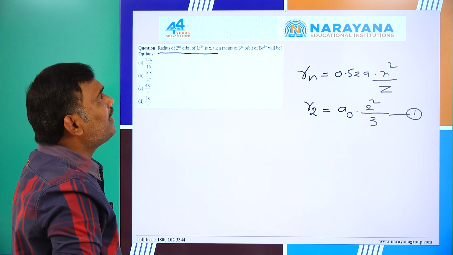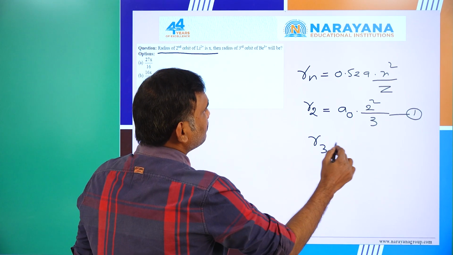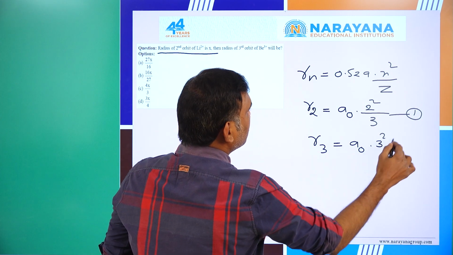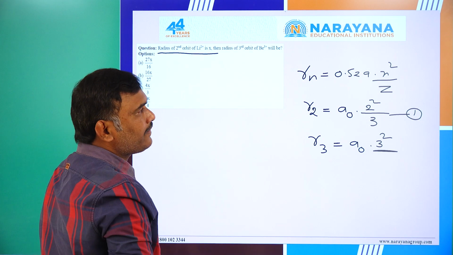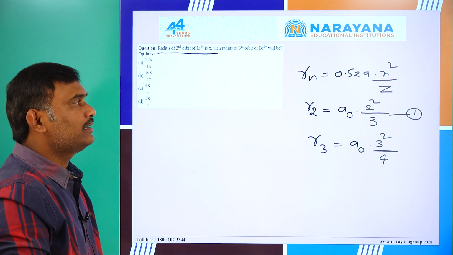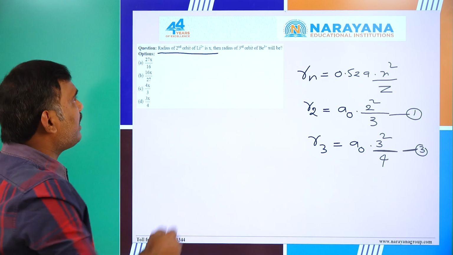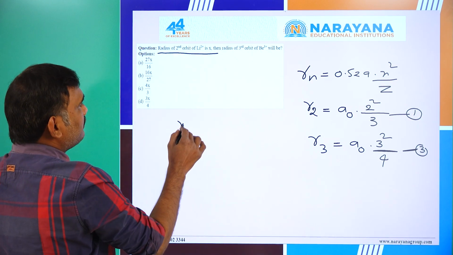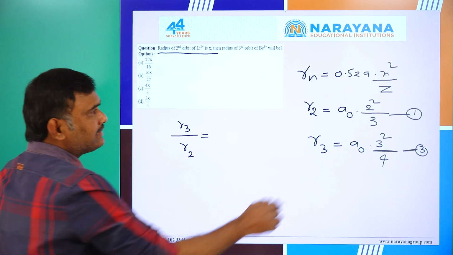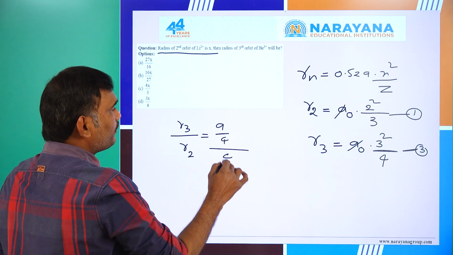Go for the next one. The radius of the third orbit, R3, is A0 into 3 square by the atomic number of beryllium, 4. Let us say this is equation 2. Now you can do R3 by R2. R3 of beryllium by R2 of lithium is equal to, A0 cancels, 9 by 4 whole by 4 by 3.